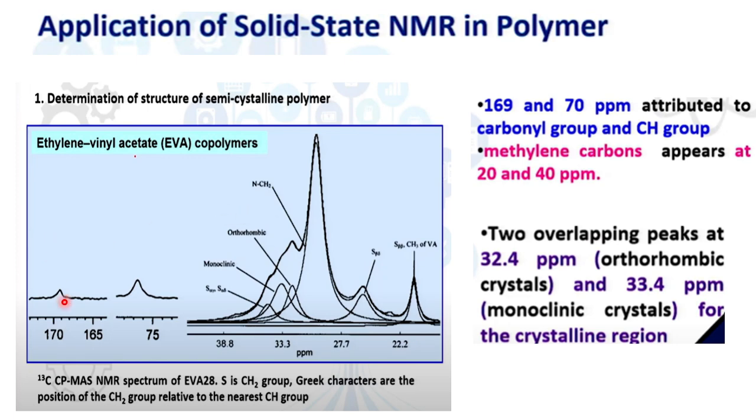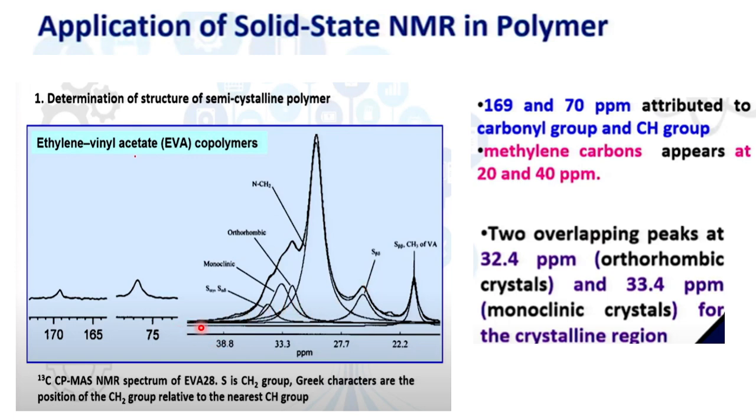You see there is a peak at 169 and also one peak at 70. That is because of the carbonyl group and the CH group. Carbonyl appears at 169 ppm, CH appears at 70 ppm, and the methylene group appears at 20. This is the CH3 of the acetate, and 40.